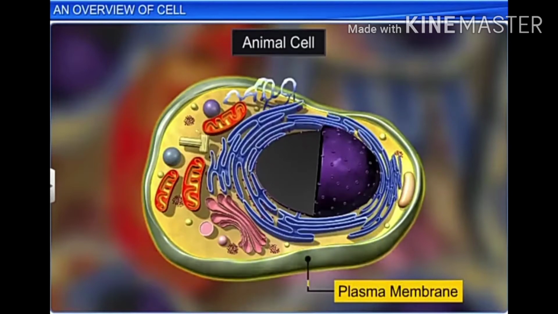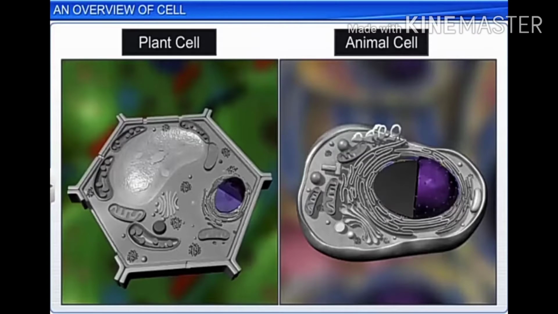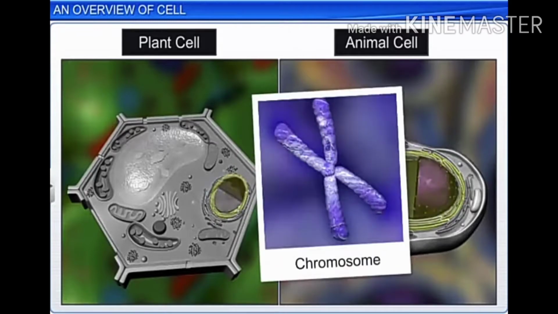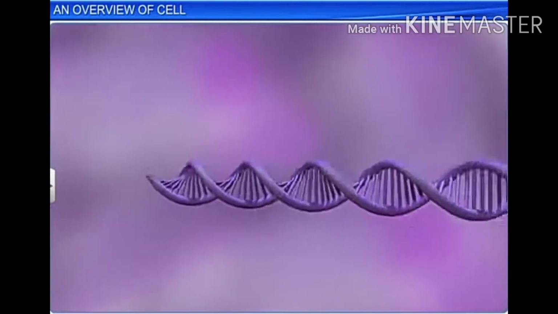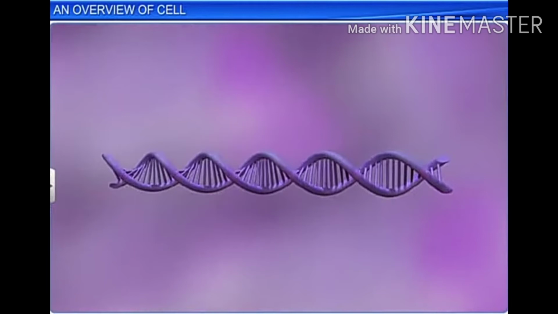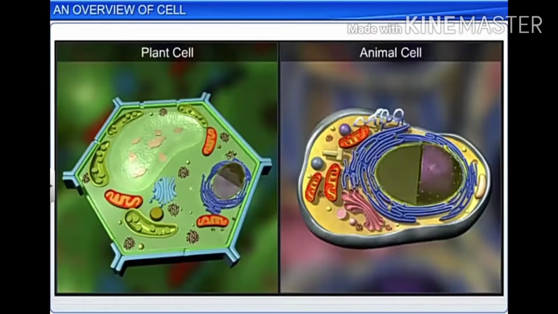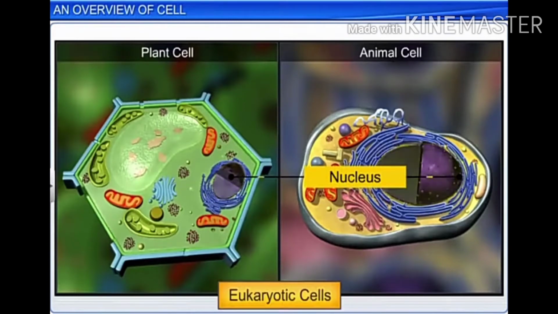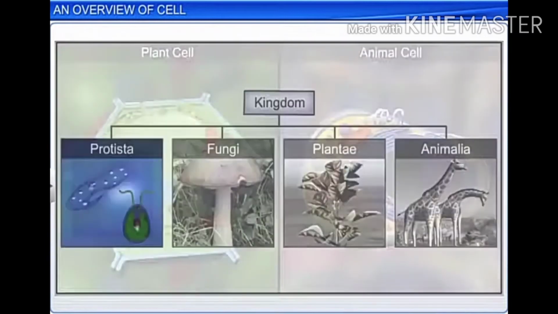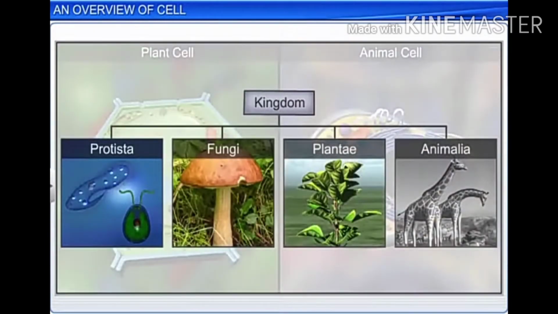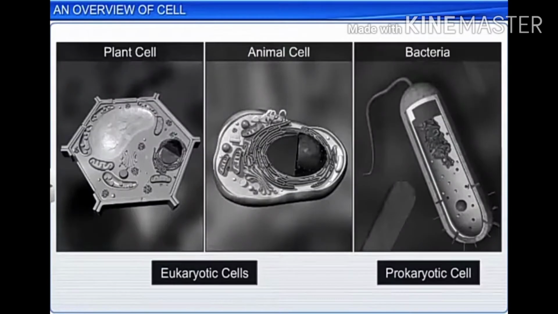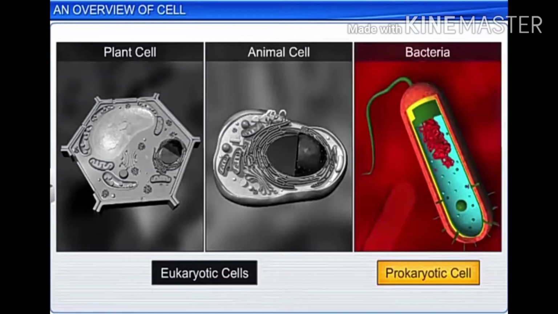Both animal and plant cells have a dense and spherical structure called the nucleus, which contains thread-like structures called chromosomes. Each chromosome is made of deoxyribonucleic acid or DNA, which stores the genetic information of the organism. If the nucleus is membrane-bound, then the cell is called a eukaryotic cell. They are found in members of kingdom Protista, kingdom Fungi, kingdom Plantae, and kingdom Animalia. On the other hand, cells without a membrane-bound nucleus are called prokaryotic cells, and members of kingdom Monera possess such cells.